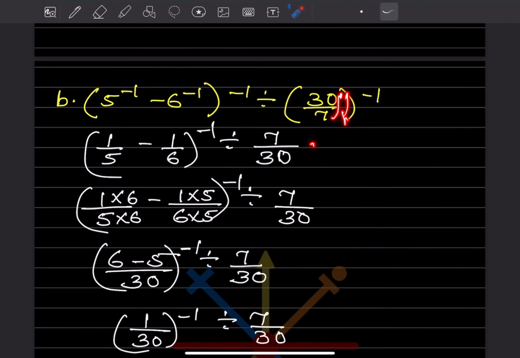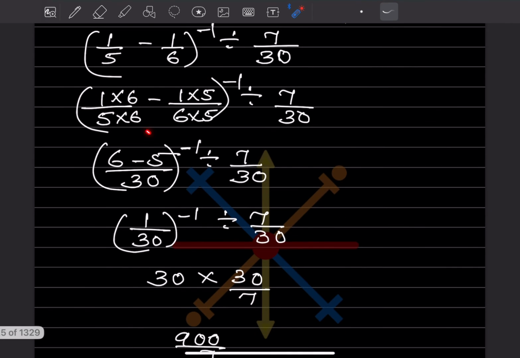So this will be 7 by 30 raised to 1, that is going to be positive, so we don't write that 1. Now the LCM is going to be 30, so this is 6 multiplied by 6, and this will be 5 multiplied by 5, divided by 7 by 30, the same. So this will be 6 minus 5 by 30 raised to minus 1 divided by 7 by 30. So this will be 1 by 30 raised to minus 1 divided by 7 by 30. Now here we are going to change it, because here there is a single number. So now we take the reciprocal of it, that will be 30 by 1, which is going to be 30.